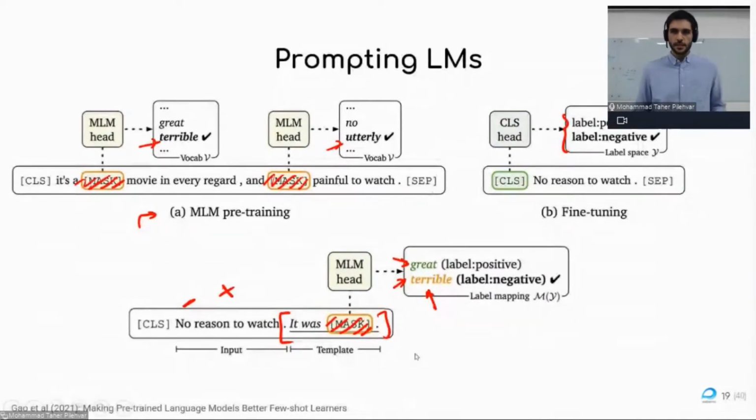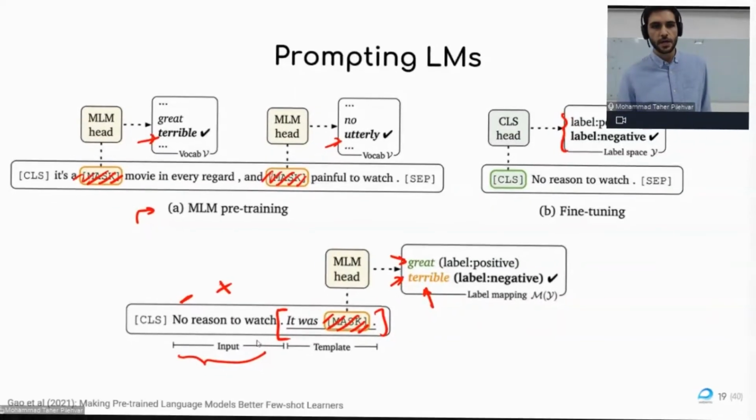And how can we do that? For a task like sentiment analysis, we can generate a template that has a mask token, a blank space. Depending on how the model fills the blank space, we classify the text, the input, which is obviously the first part here, as positive or negative.